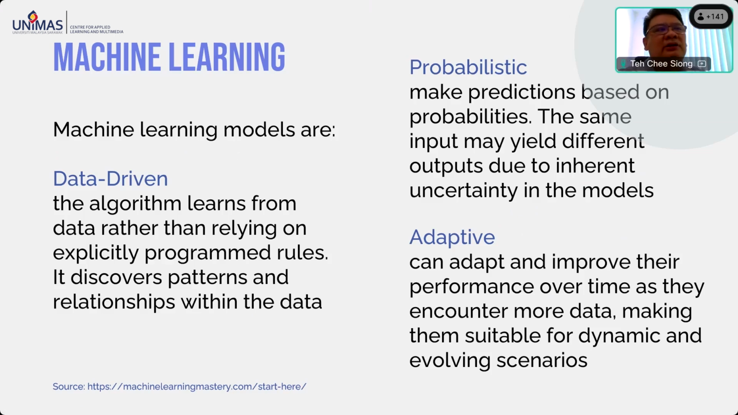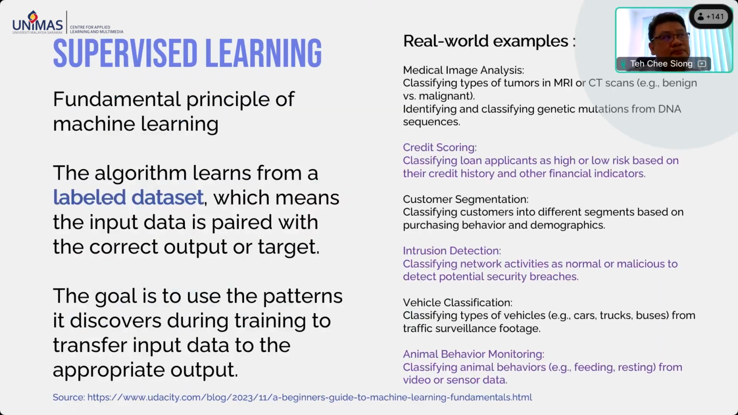And one more important thing here is that machine learning is able to give you an adaptive feature. It can adapt and improve its performance over time as it encounters more data, making it suitable for dynamic and evolving scenarios. Of course, when I give you just a simple highlight, you might not be able to appreciate the use of it. Why not? I just give you an idea of the topics that might be suitable for you to think about by using this machine learning technique.